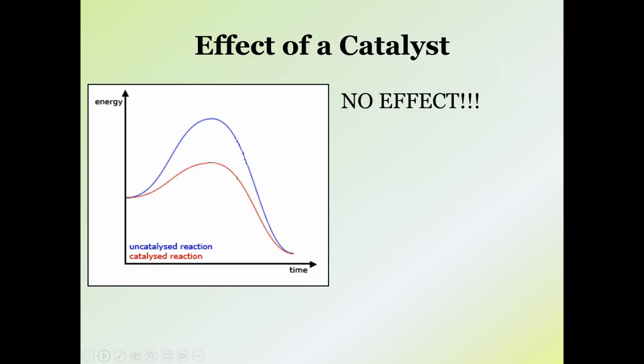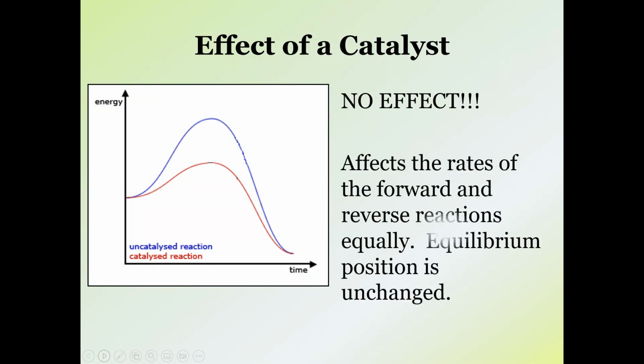Catalysts have no effect on the equilibrium position though. So if you add a catalyst, it does not change where equilibrium is. It'll affect the rate of the reactions, but it affects the forward and reverse reactions equally. So equilibrium does not change.